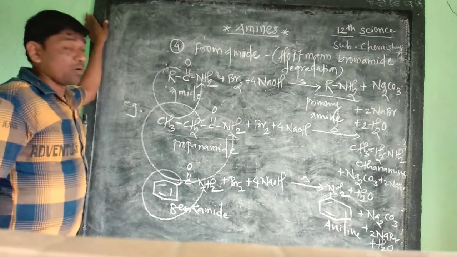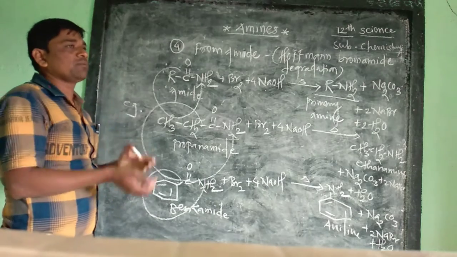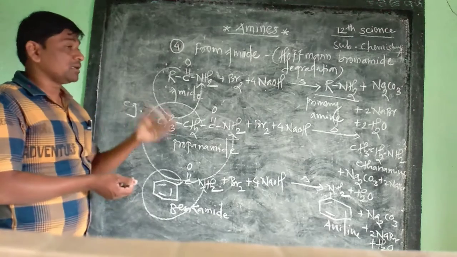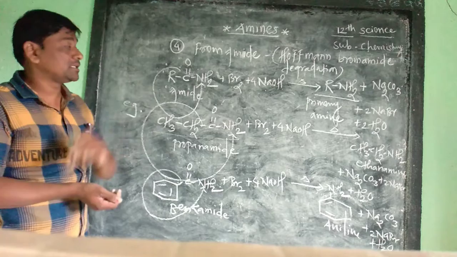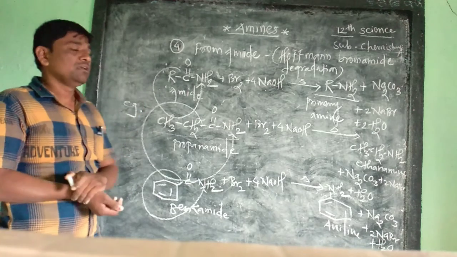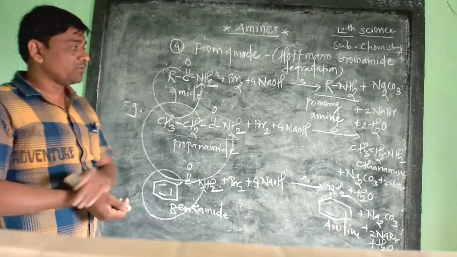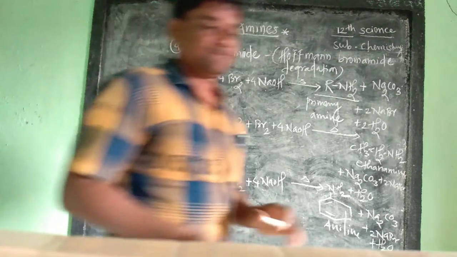The first method is from alkyl halide, the ammonolysis reaction. The second method is from alkyl halide, the Gabriel phthalimide synthesis. The third method is reduction of oxime, alkyl cyanide, amide as well as nitro compounds. And the last method is from amide, Hoffmann bromamide degradation. In this way we can complete the preparation of amines.